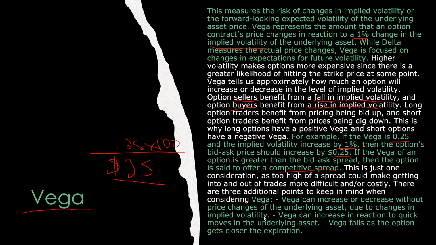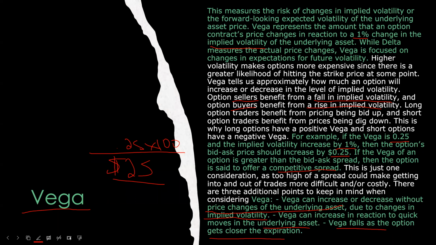But there are three additional things to keep in mind when considering Vega. Vega can increase or decrease without price changes of the underlying asset. Remember that. The stock can stay completely flat, but the Vega can spike and drop dramatically based on news, sentiment, or something that happened in the sector, due to the changes in IV. Vega can increase in reaction to quick moves in the underlying asset, and Vega falls as the option gets closer to expiration.